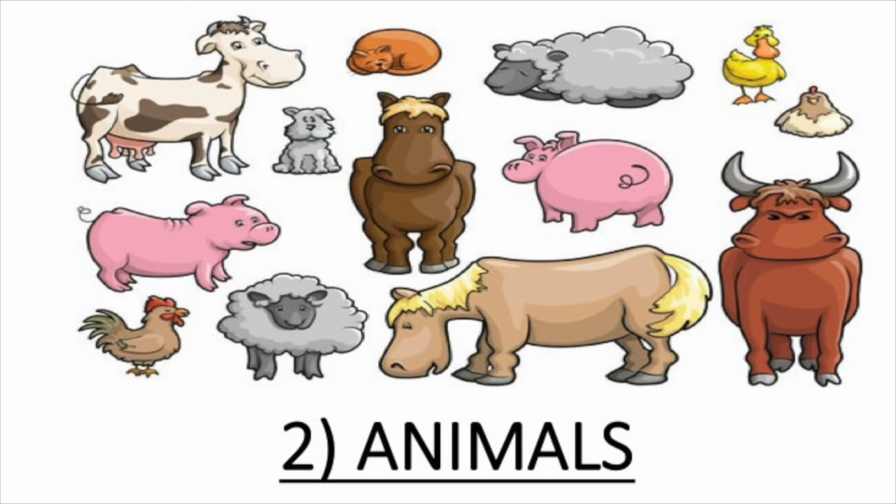And then we had animals. Yes, and you can see lots of different animals here. What animal is this? Horse. Dog. Cat. Duck. Pig. Yes, all different types of animals, but we can all classify them into the same type of living thing.